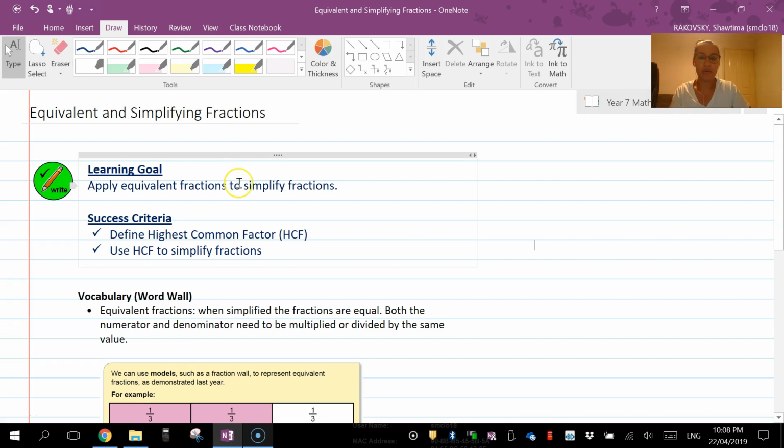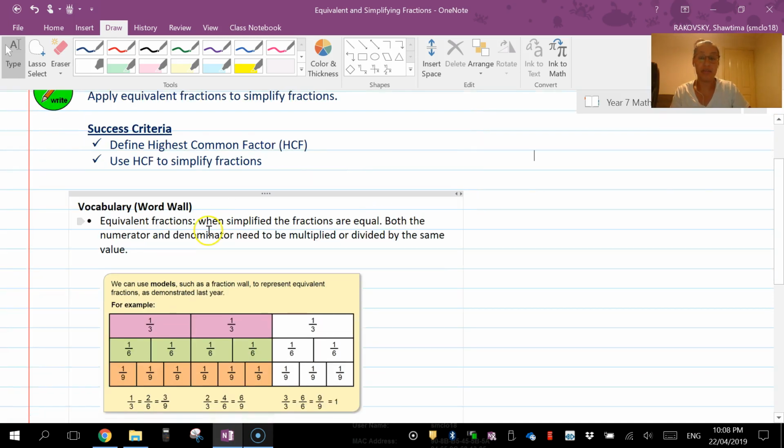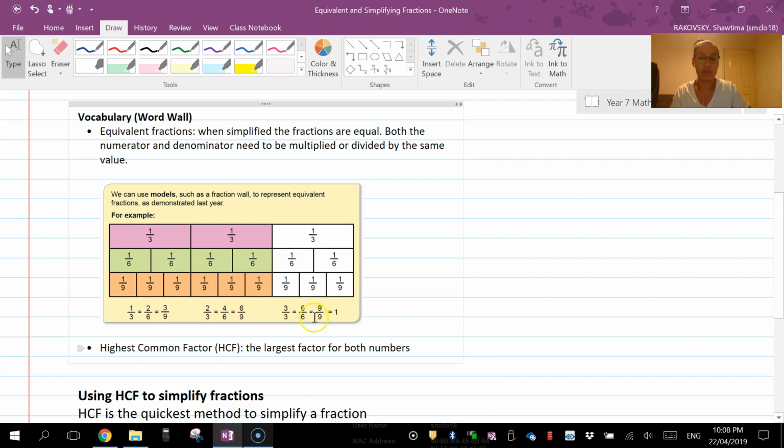So applying that equivalent fraction process to simplify fractions, we're going to be looking for highest common factors, which just means that we are going to be using the largest factor of both numbers. It just means that we can do simplification really quickly. So just to recap, there is your equivalent fraction information. You should have seen the other videos that relate to this already.